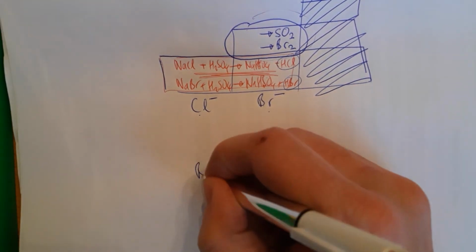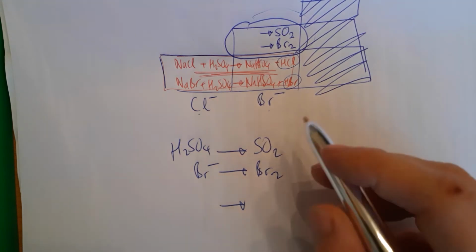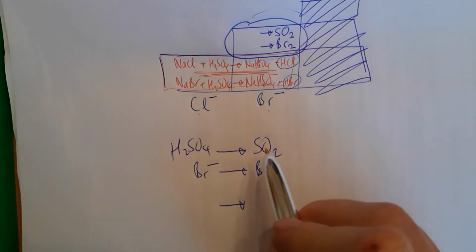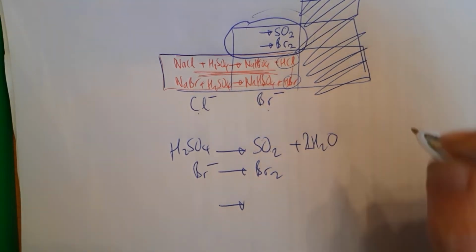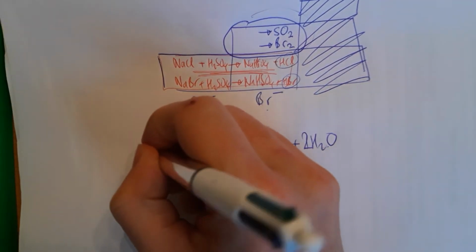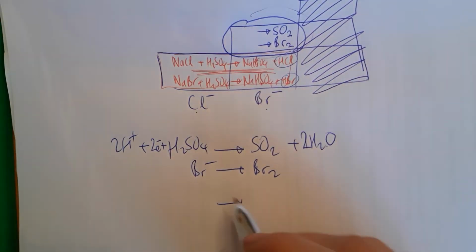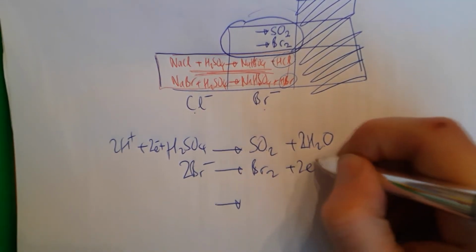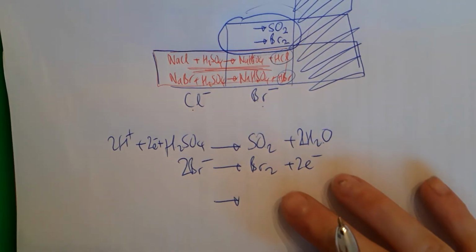So then I'd write what the reactants were, which is H2SO4 and Br minus. So 1 sulfur, 4 oxygens, 2 oxygens. So I'm going to need 2 H2Os, 4 hydrogens, 2 hydrogens. I'm going to need 2 H pluses, and I'm going to need 2 electrons there. Bromide, 2 of them, plus 2 e minus. Notice how when you practice these, you know you're getting them right.